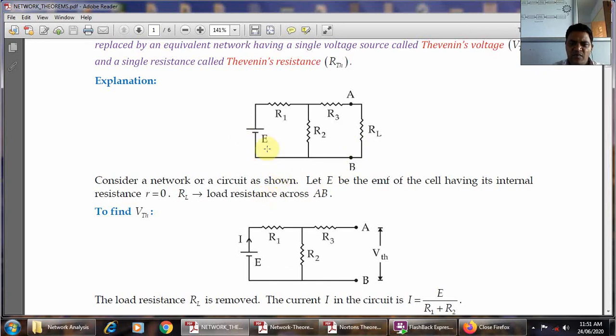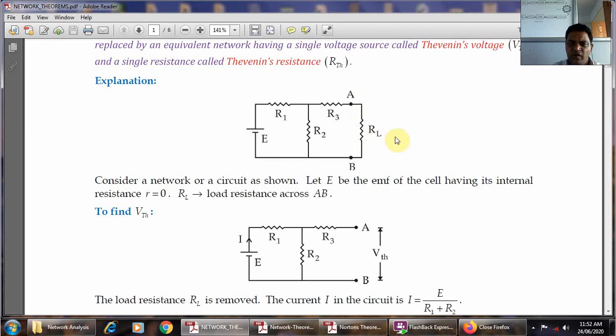Let E be the EMF, the source voltage applied across this circuit, which is the EMF of the cell having internal resistance R equal to 0, and the load resistance will be connected between the terminals A and B. The first step is that you have to remove this load resistance RL between the nodes A and B.